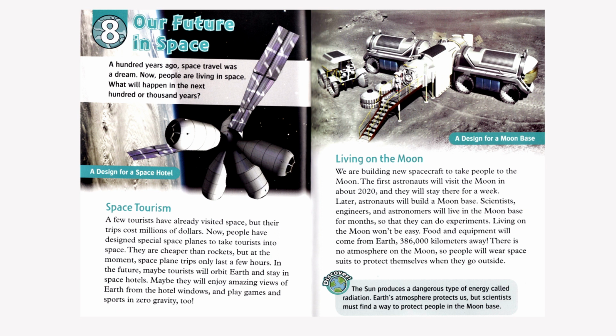Food and equipment will come from Earth 386,000 kilometers away. There is no atmosphere on the moon, so people will wear spacesuits to protect themselves when they go outside. The sun produces a dangerous type of energy called radiation. Earth's atmosphere protects us, but scientists must find a way to protect people in the moon base.